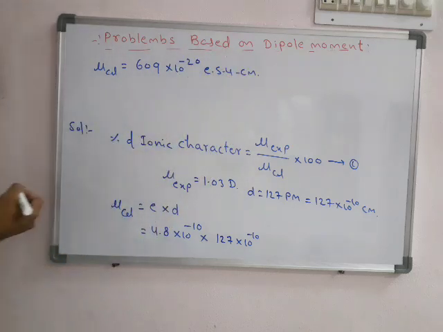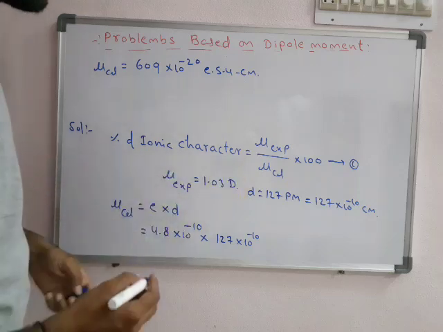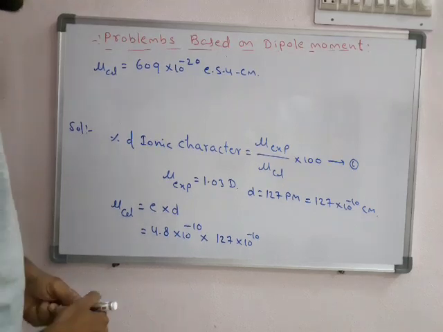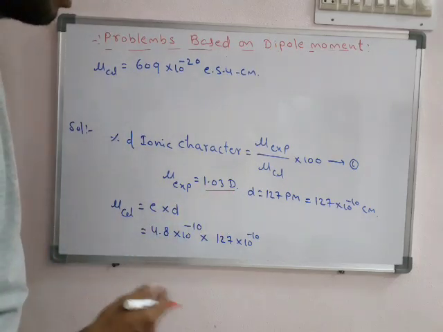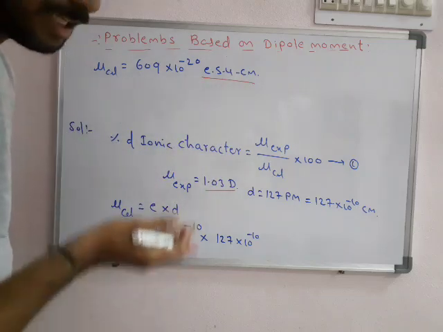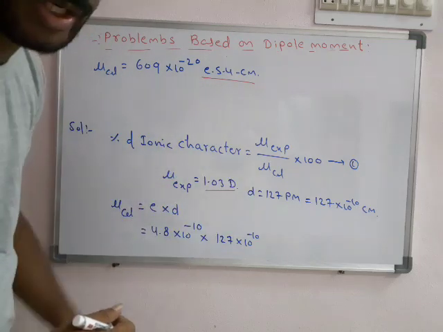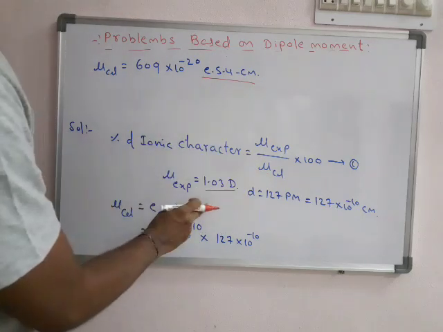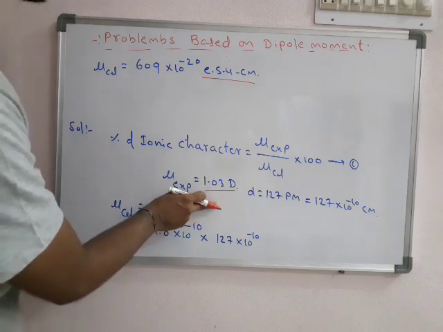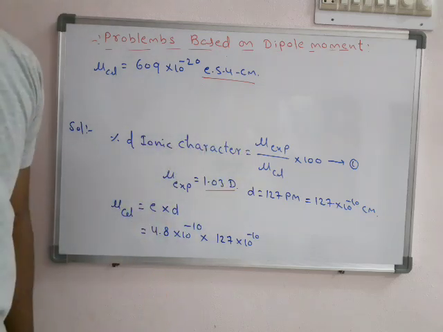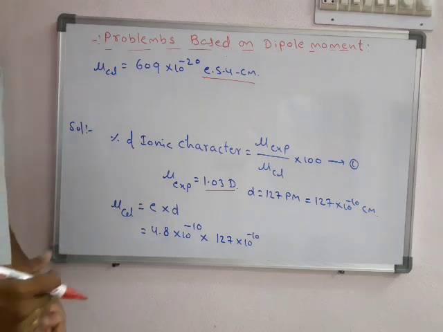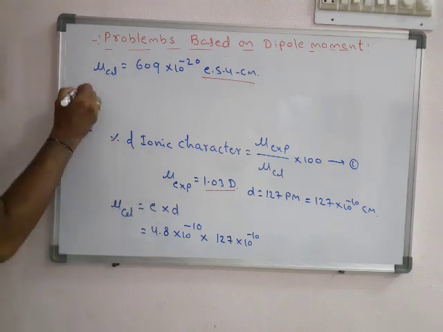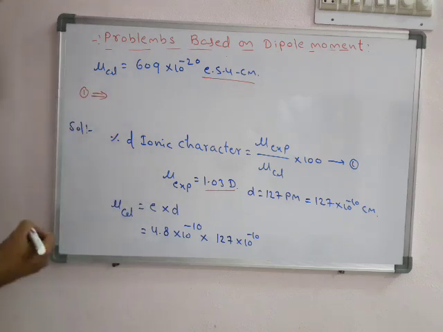But can we directly substitute in equation 1? It is not possible, because here the experimental value is in Debye, but we got the value in ESU centimeters. So there is no possibility of direct substitution in equation 1. Therefore, we need to convert the calculated value again into Debye, or convert the Debye into ESU centimeters. Okay, next, substitute in equation 1.